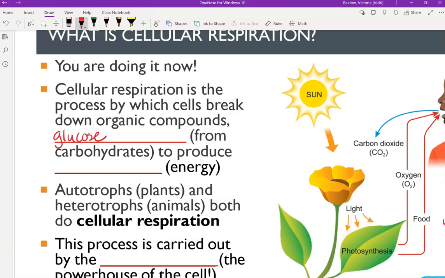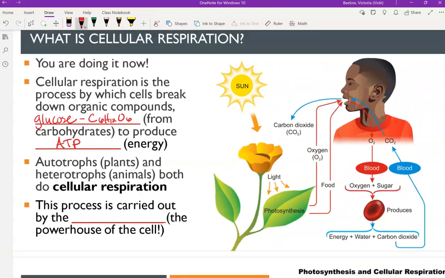Remember, glucose is C6H12O6, and that's a type of carbohydrate. It's a monosaccharide. It's a building block of carbohydrates. And we use that to make energy in the form of ATP, which stands for adenosine triphosphate.